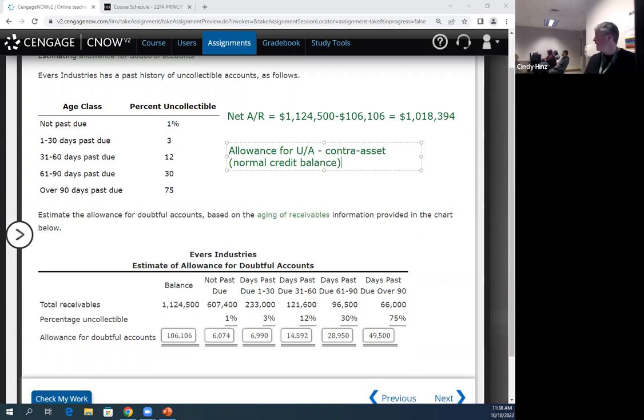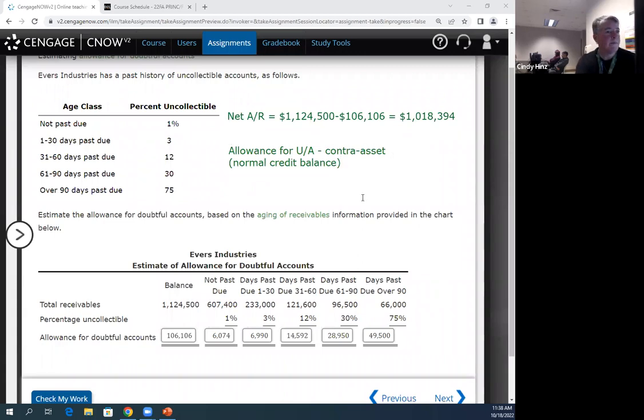We've seen one other contra asset account so far this semester. Anyone remember what it was? It's listed with the assets, but it has a normal credit balance. Anyone remember? We talked about it in chapter 3. It's come up a couple times since then. And we're going to see it again in chapter 9. The other one that we've talked about is accumulated depreciation.